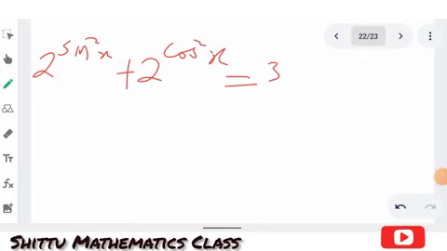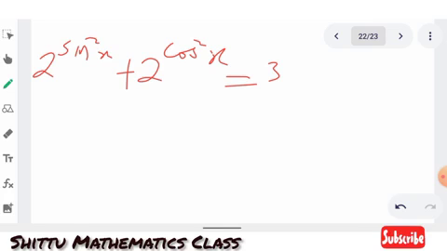In today's tutorial, we are going to be looking at this particular question on my board here. The question says 2 to power sine square x plus 2 to power cos square x equals 3. When you look at this, you can see that the question has trigonometry, sine square x, as the power, our exponent. The unknown there is x. Therefore, we are going to solve for the value of x.